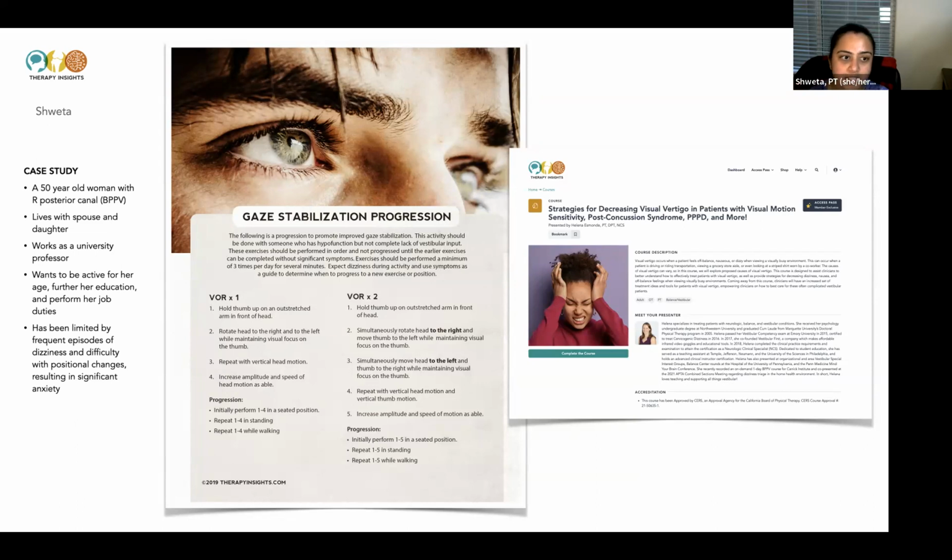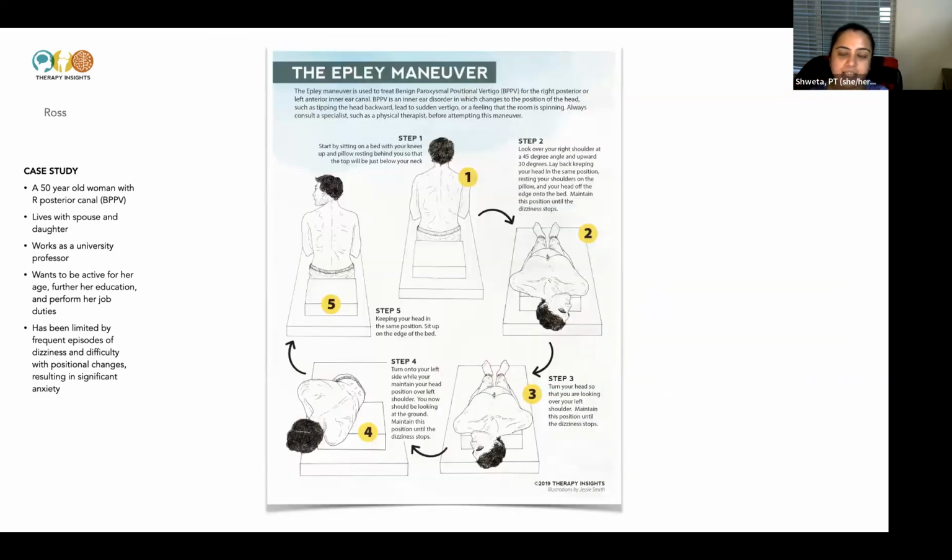The next resource, this was recommended by Ross, which was the Epley maneuver. I'll let Ross talk about it a little bit. As an orthopedic PT, every once in a while we get vertigo and BPPV, but because it's not something that I'm seeing day in and day out, I like handouts like this as a reference for me. I'd say the Epley, especially for someone with right posterior canal BPPV, is typically what I try first. And if this patient became comfortable enough, and if she felt ready to try it, maybe after working on the gaze stabilization for a while, this would probably be what I tried first.